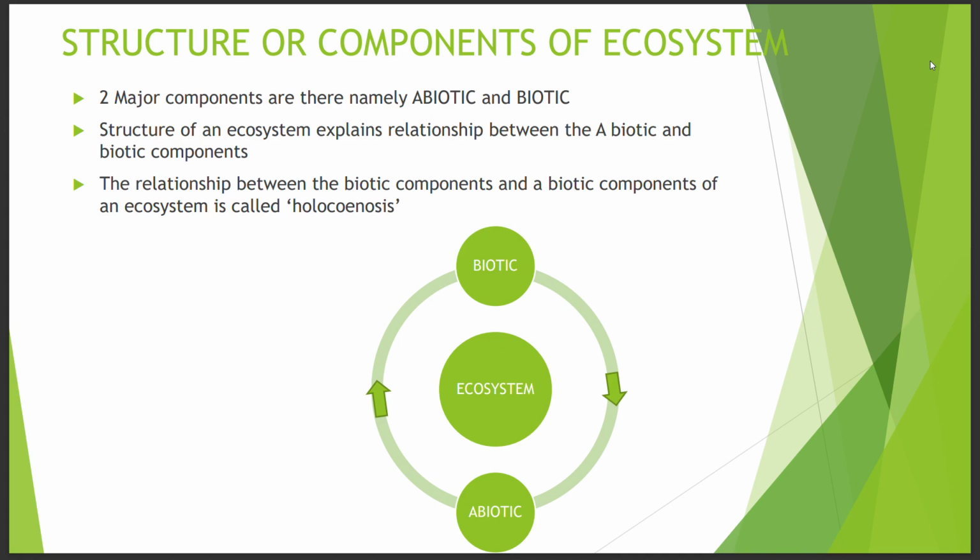Next, structure of the components of ecosystem. So components are abiotic components, then biotic components. Okay, living and non-living. There is a relationship between the living and non-living components. The relationship between the biotic and abiotic components is called holocoenosis. So this is abiotic, not abiotic. It is abiotic, abiotic. Okay, correct it.